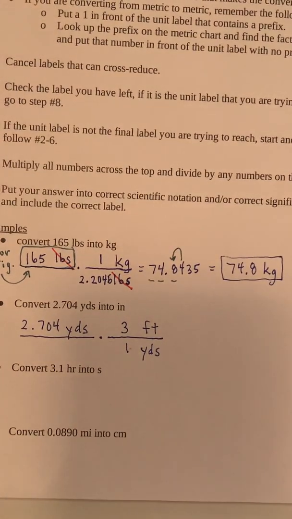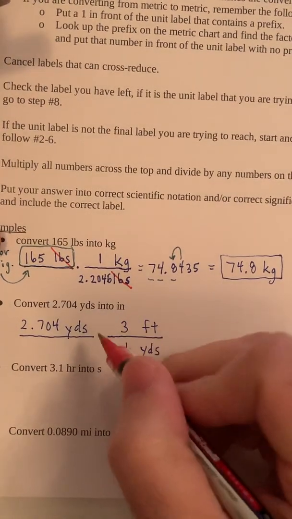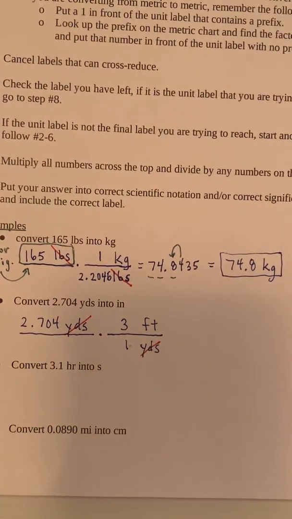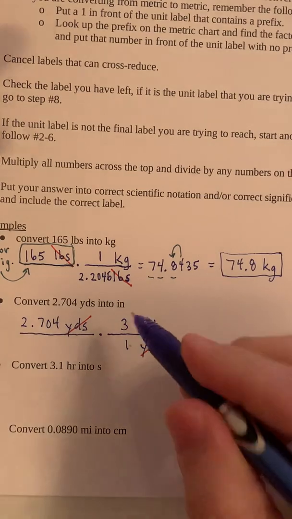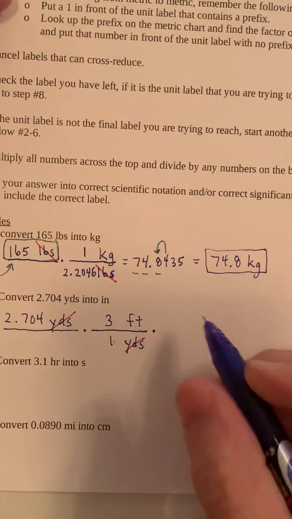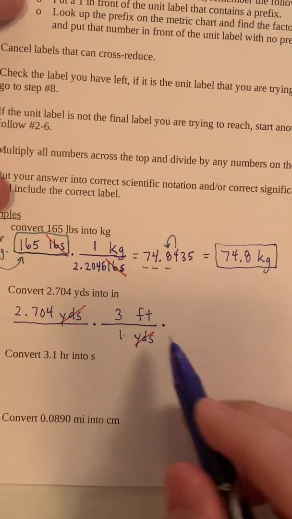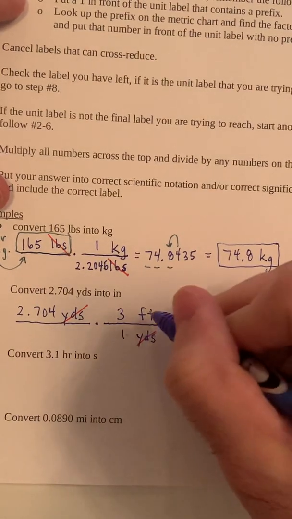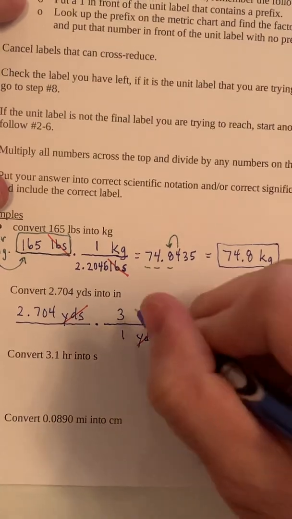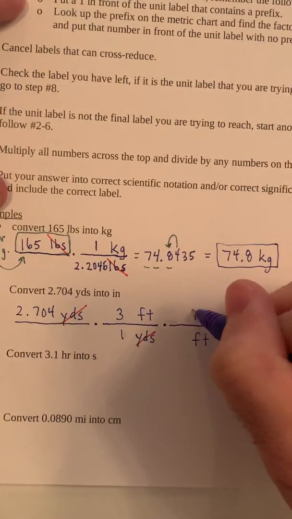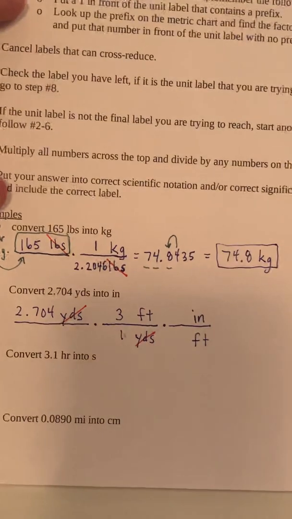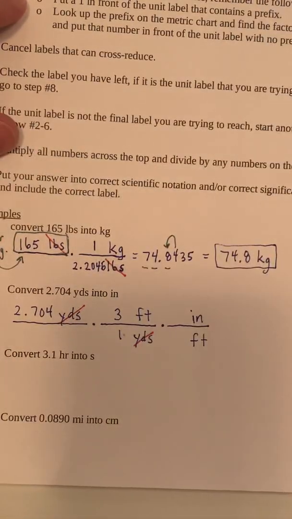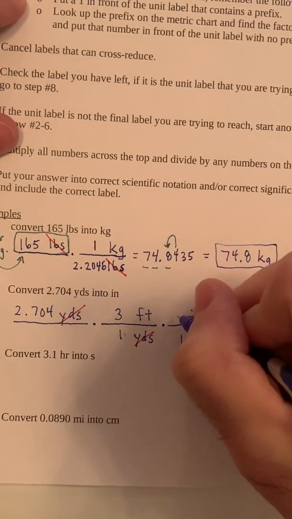Now I cancel my labels. Yards can cancel. Now I'm left with feet. But I'm not done. I want to be in inches, so I'm going to do another step. You don't have to calculate this. You just keep going with the setup. Feet is up here, so feet has to come on the bottom, so I can cancel those, and I want to turn it into inches. Our conversion is 1 foot, 12 inches. So 1 in front of foot, 12 in front of inches.